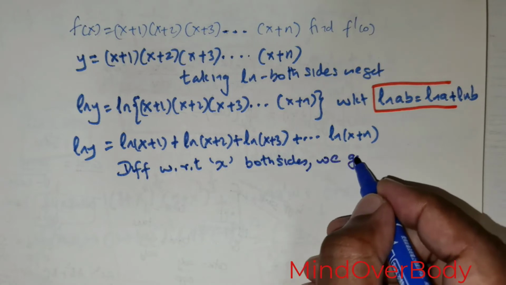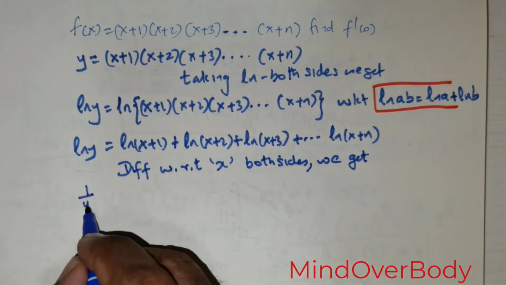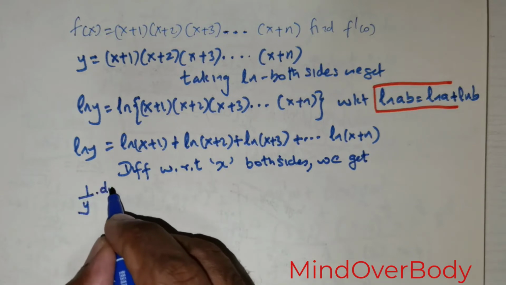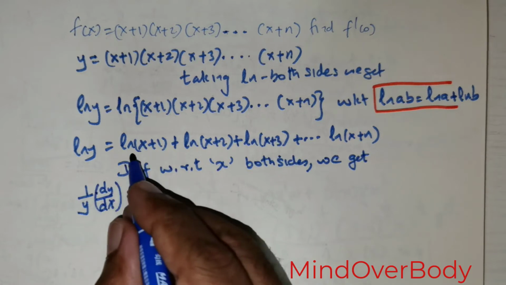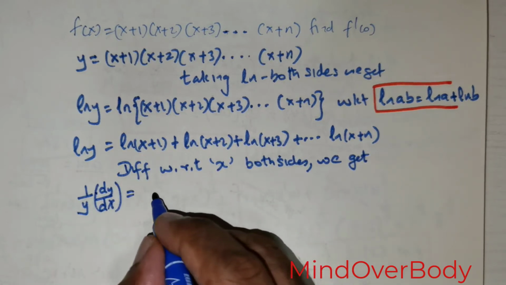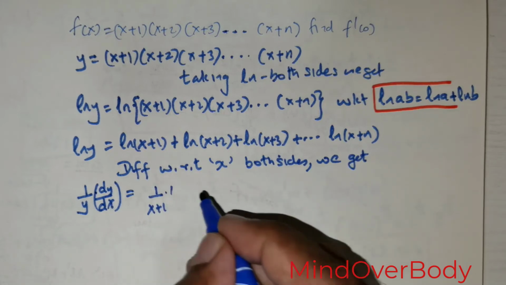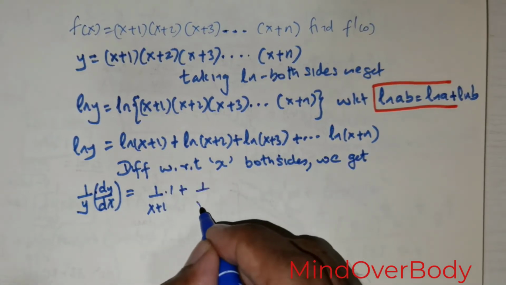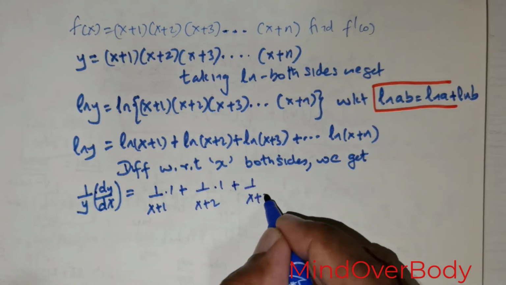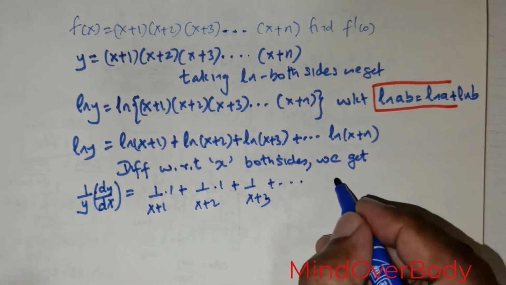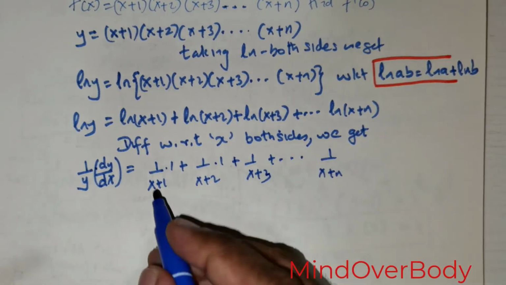What do we get when we differentiate ln y? You get 1 over y times dy over dx. And the differentiation of ln of (x+1) is 1 over (x+1) times the differentiation of (x+1), that's going to be 1. So this is 1 over (x+2), then 1 over (x+3), plus and so on, 1 over (x+n).